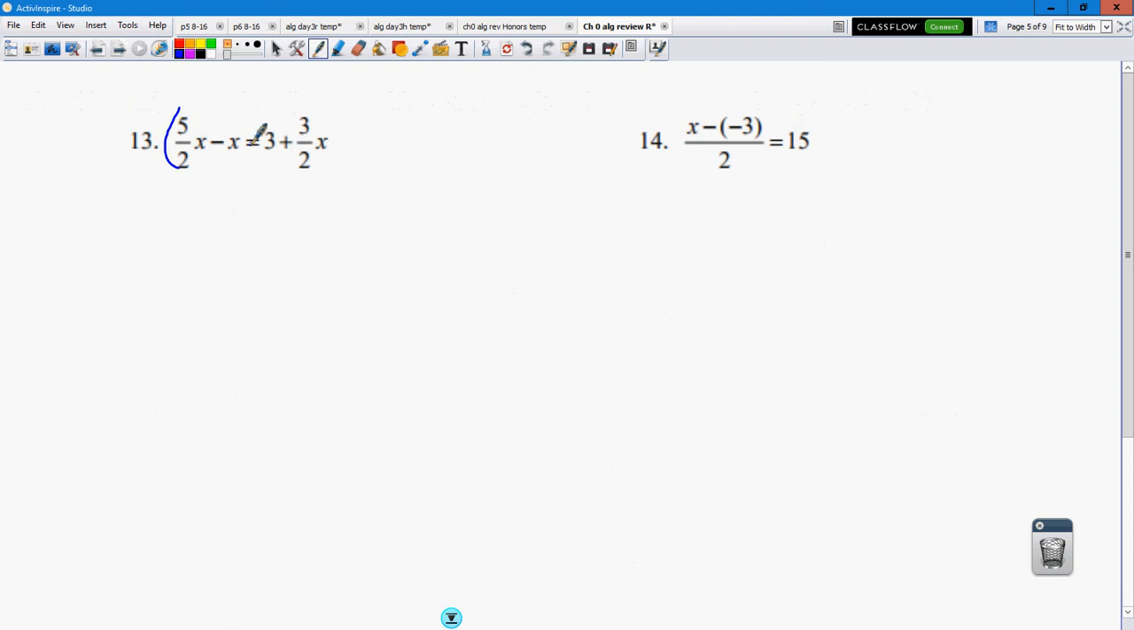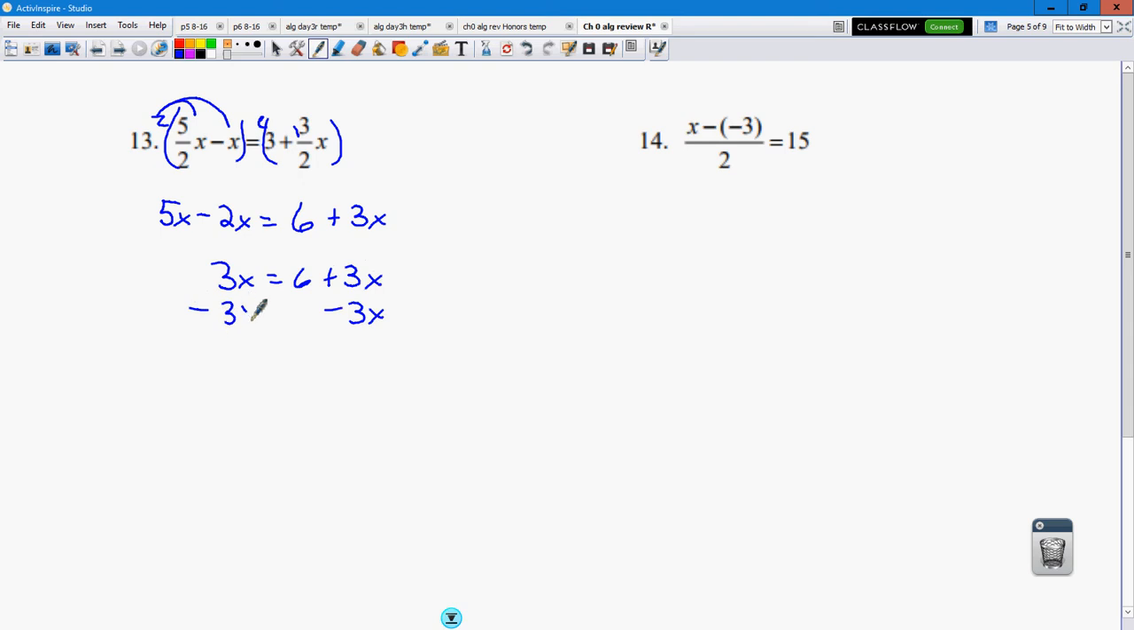I see fractions, so I'm going to multiply by the lowest common denominator, which in fact would be 2 in this case. When I distribute, these first 2's would cancel out, leaving me 5x. The next one would become minus 2x. When I multiply by 2, 2 times 3 is 6. When I multiply this one by 2, the 2's would cancel out, leaving me a 1. 1 times 3 is 3x. 5x minus 2x is 3x. If I subtract 3x from both sides, you're going to see that I end up with 0 is equal to 6, which is obviously not true, so there is no solution.